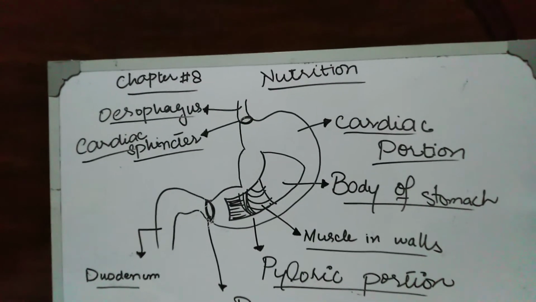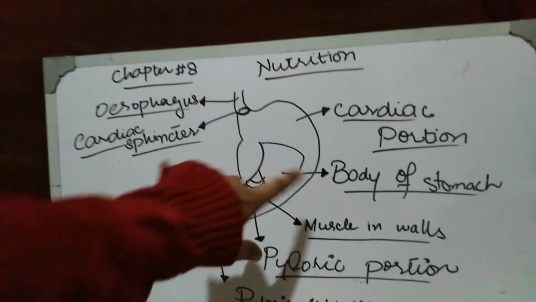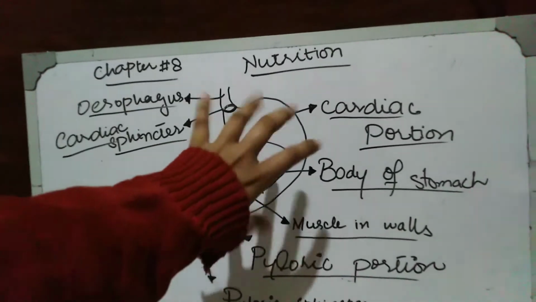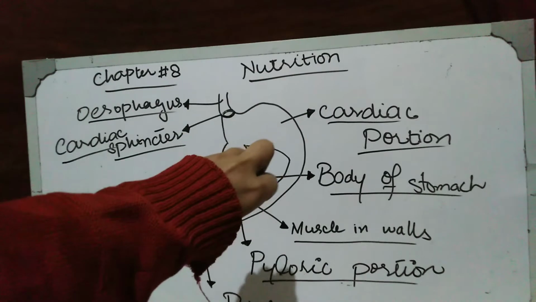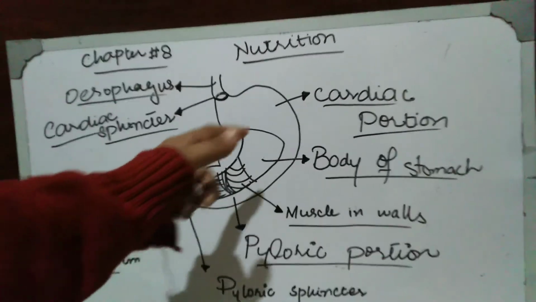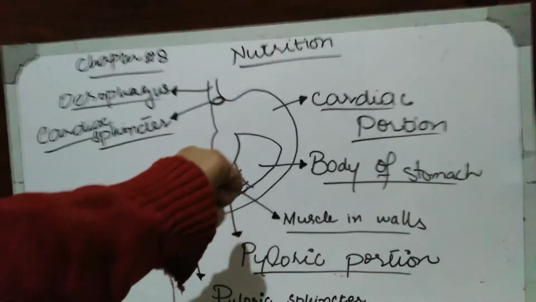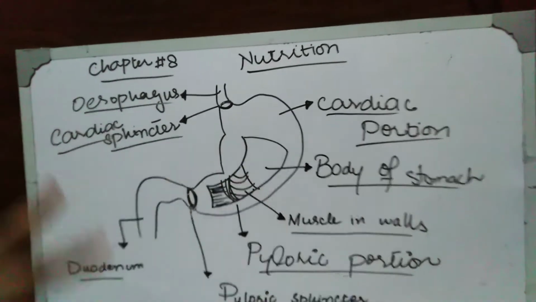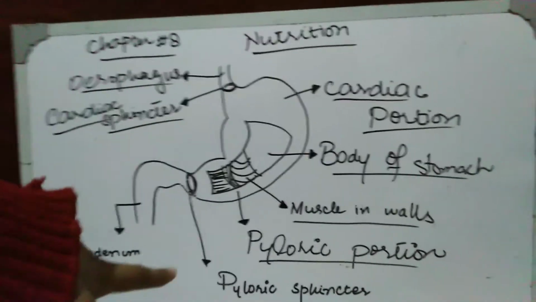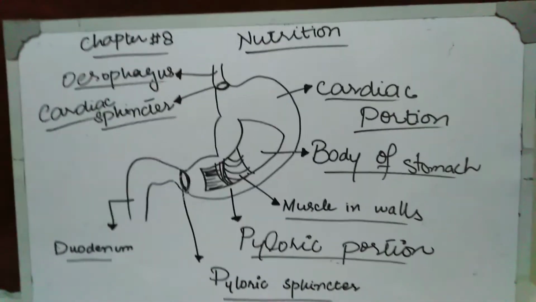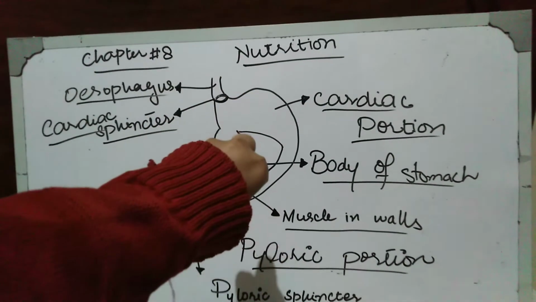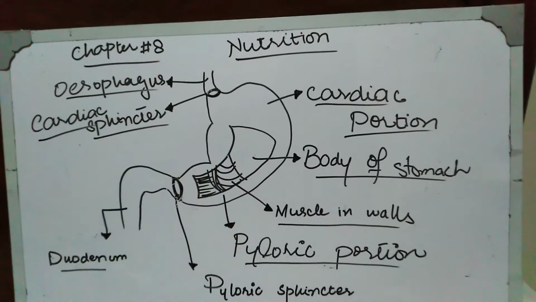Food is further broken down through a process of churning. It means the walls of the stomach contract and relax, contract and relax, and the walls also secrete gastric juice. Through this churning action, heat may be produced. This heat helps to melt the lipid content in the food. So this process is known as churning. The contraction and relaxation of muscles is known as churning.